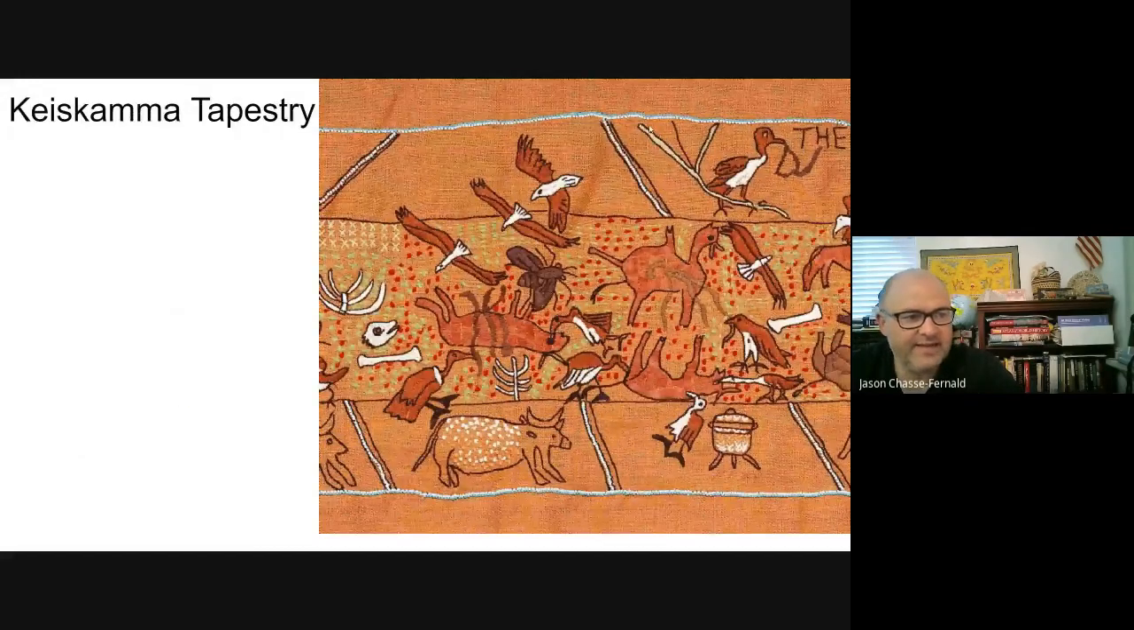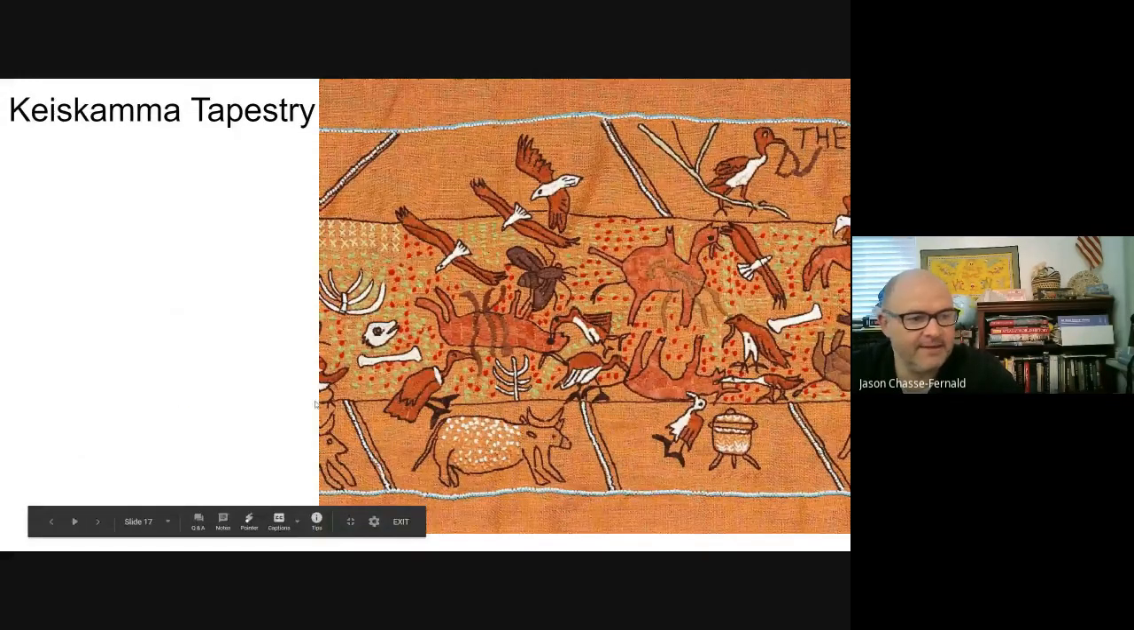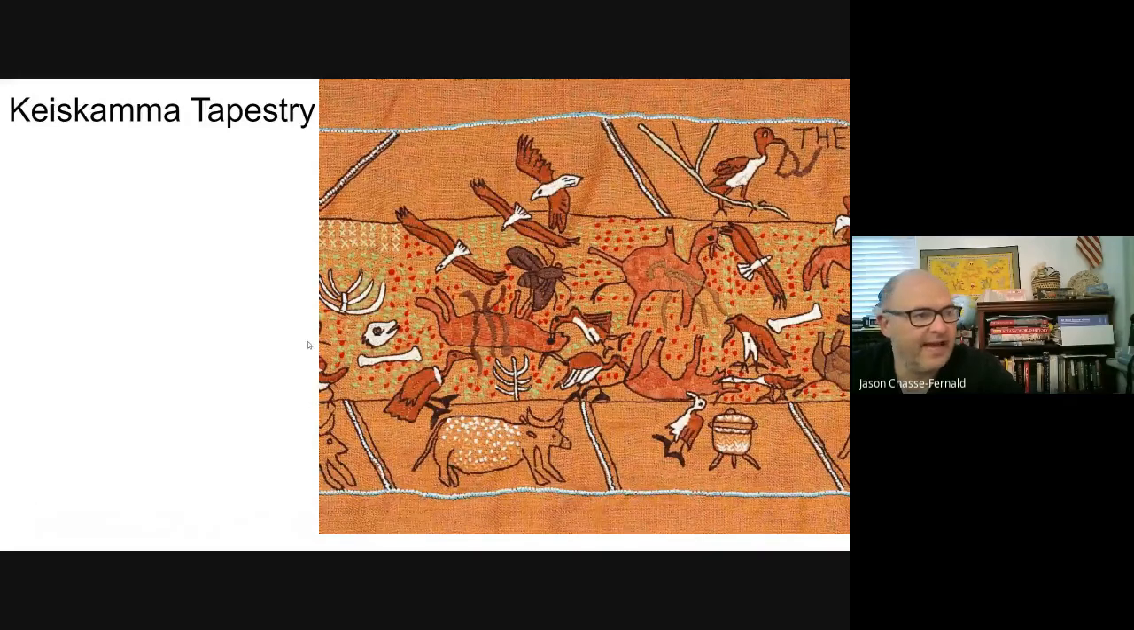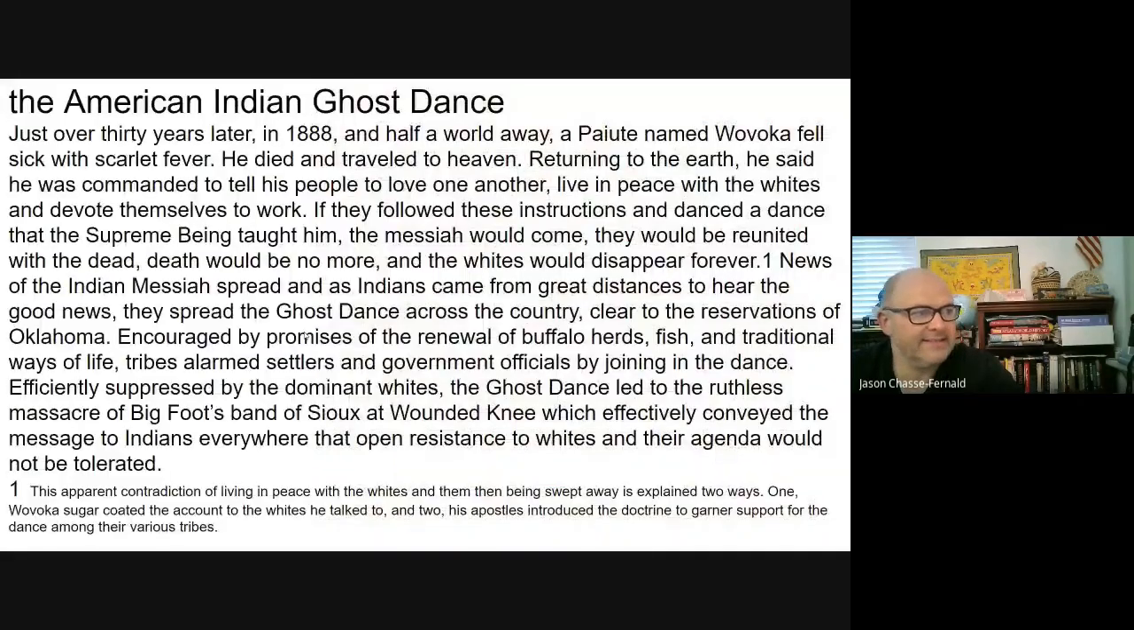So here we have a tapestry that is depicting the Xhosa cattle killing. All right, and this is similar to what we see in the United States with the Ghost Dance. Once again, this is another example of a millenarian activity. So feel free to go ahead and pause and read through this, and then I'll go to the next slide.